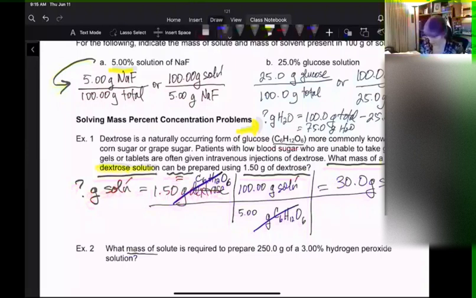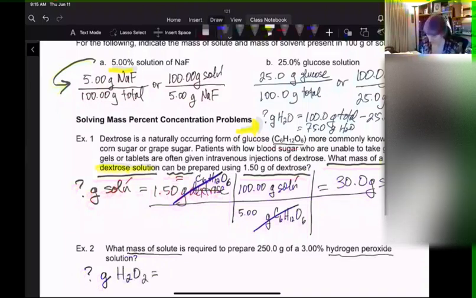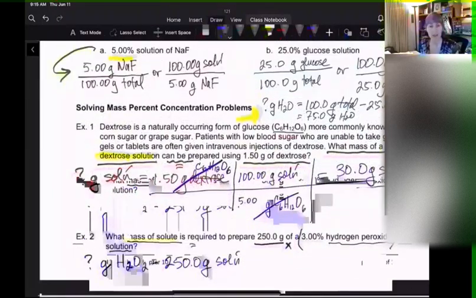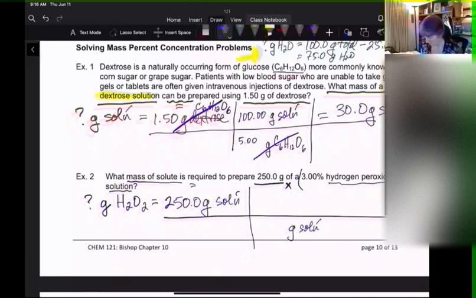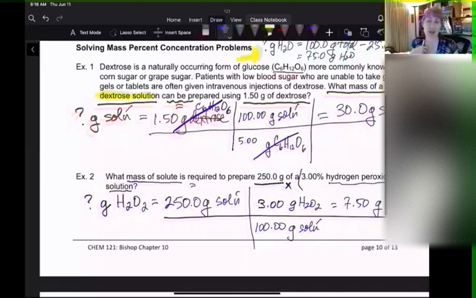What mass of solute? So how many grams, and what is the solute? We're back to hydrogen peroxide. Is required, there's our equals, 250 grams of what? Grams of solution. Now that "of" is going to mean multiply by this concentration. And again, we'll need a factor like we see up at the top.